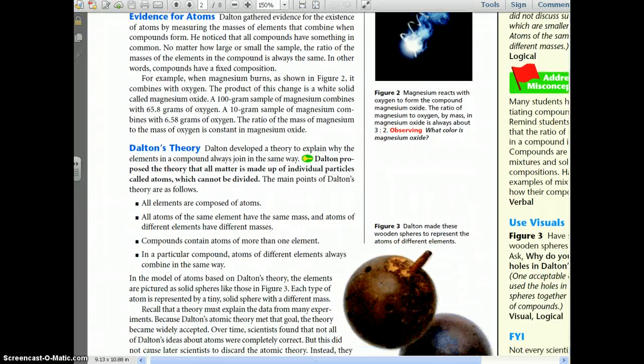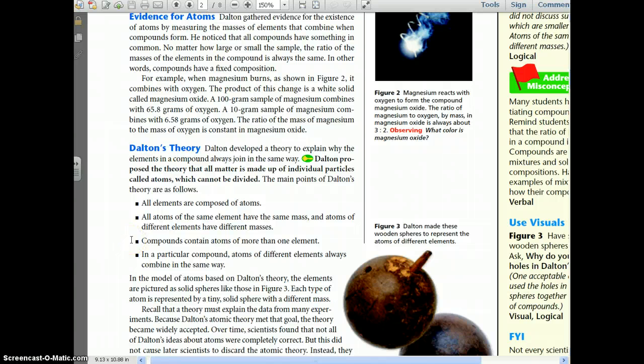Dalton's theory. Dalton developed a theory to explain why the elements in a compound always join in the same way. Dalton proposed the theory that all matter is made up of individual particles called atoms, which cannot be divided. The main points of Dalton's theory are as follows. Elements are all composed of atoms. All atoms of the same element have the same mass, and atoms of different elements have different masses.